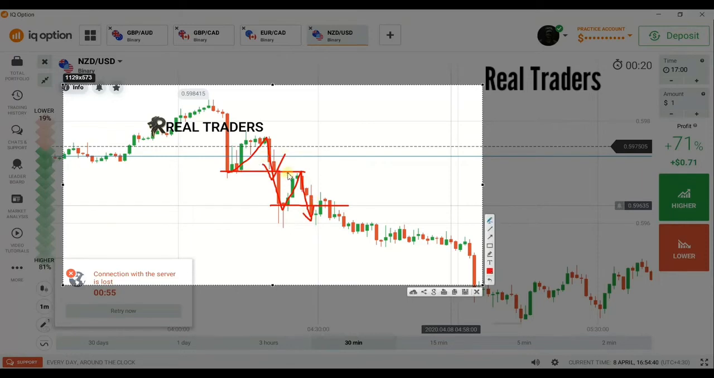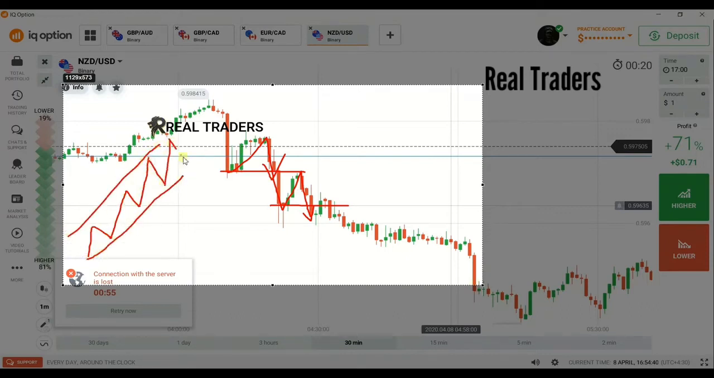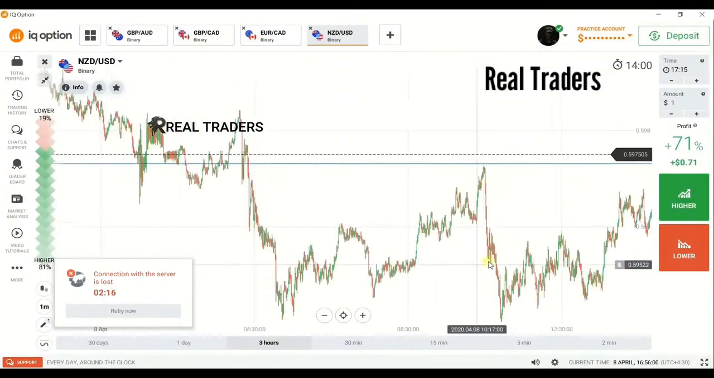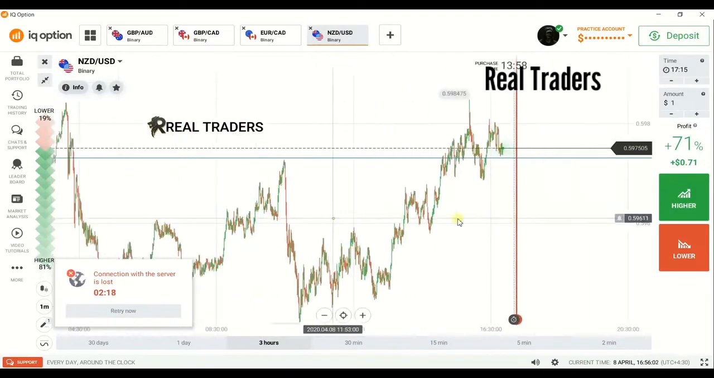It is not 100% because in binary there is no 100% thing. So you can see here it will not respect the previous support level because the market is moving in a trend, so the level will be the trend line. It's moving in this trend line. Okay, so these movements will help you.